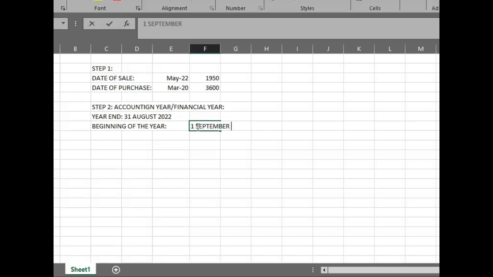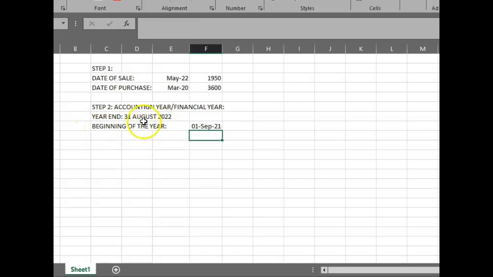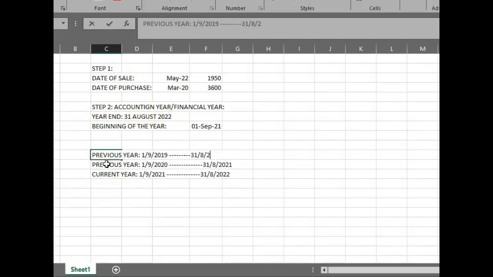Now keep looking for the previous years until you get the date of purchase. The date of purchase of the question is March 2020, so we can stop at the year September 2019 to August 2020, as March 2020 will fall in that year. When you look at this, we see that we need to calculate 3 years of depreciation for the sold asset.